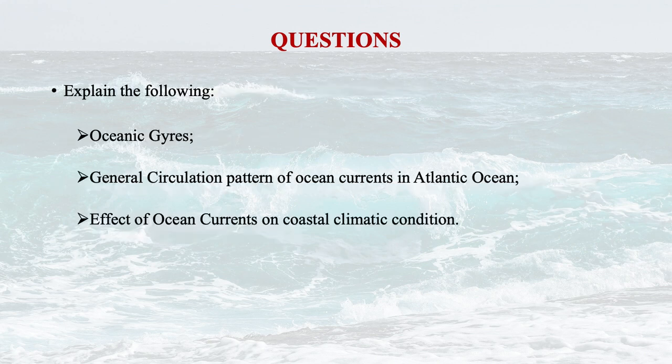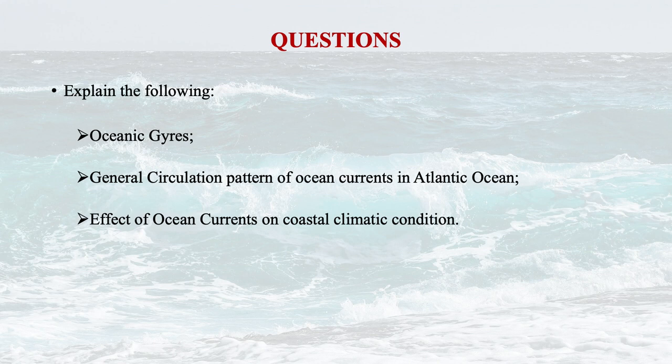You can get short questions related to oceanic gyres, what is thermohaline circulation, then general circulation pattern of ocean currents of the Atlantic Ocean or any other ocean, like Indian Ocean, Pacific Ocean, etc. So these are the important questions which you can get. And you can get, like, compare between spring and neap tides, then what are the factors affecting the ocean currents, and give examples related to those factors. You can get questions like this.